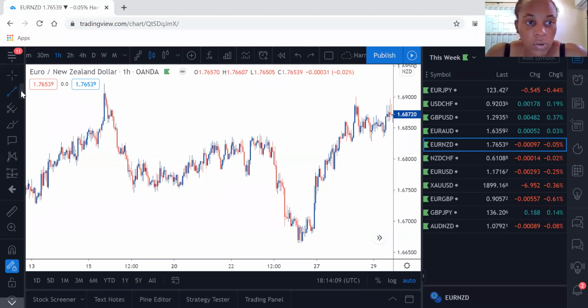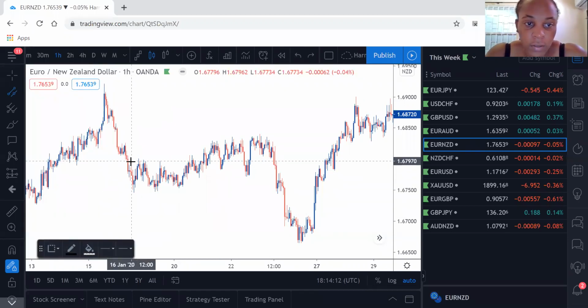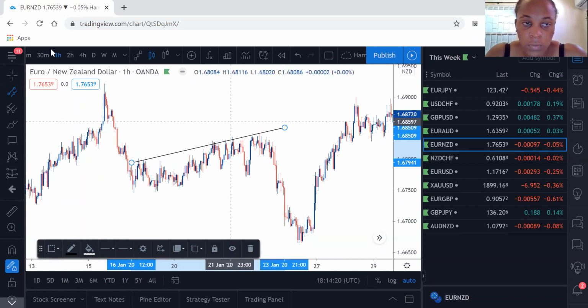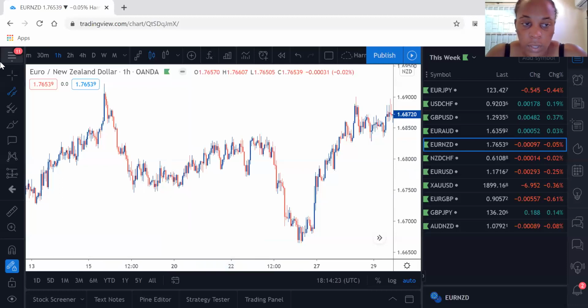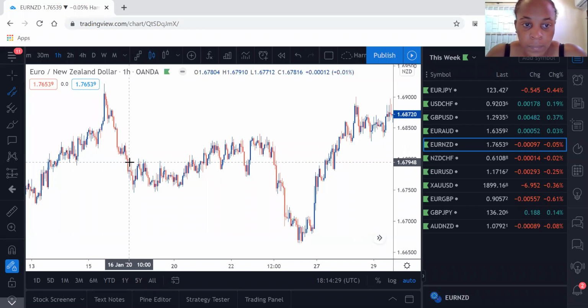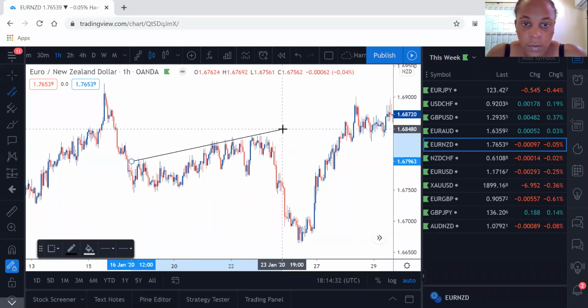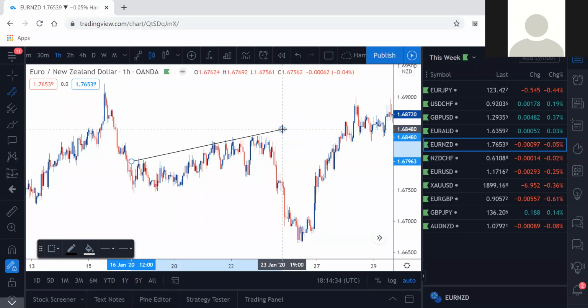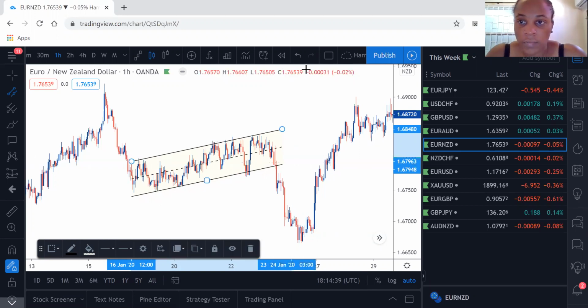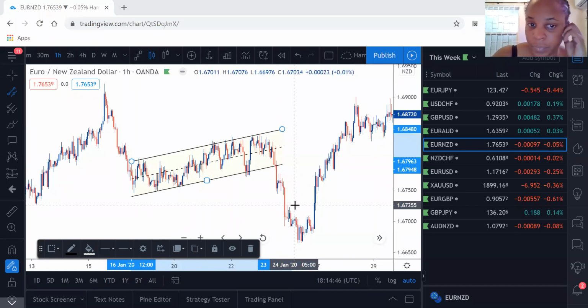So now we're going to get the tool, parallel channel, right? It takes 3 clicks. We just did it. I'll go again. 3 clicks. So the first click starts the channel. The second click, you use to expand the channel, and then the third click finishes the channel. So there we have a channel. Okay, we have a channel here.